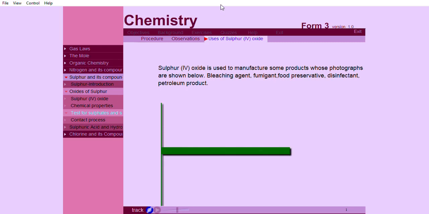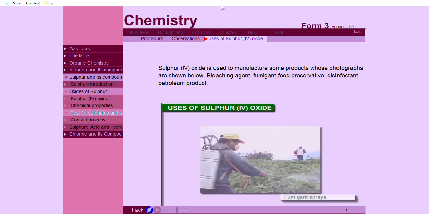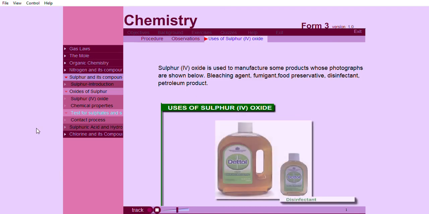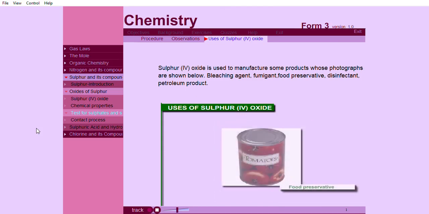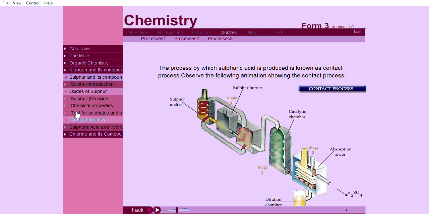Sulfur(IV) oxide is used to manufacture some products whose photographs are shown below: bleaching agent, fumigant, food preservative, disinfectant, petroleum product. The process by which sulfuric acid is produced is known as the contact process.